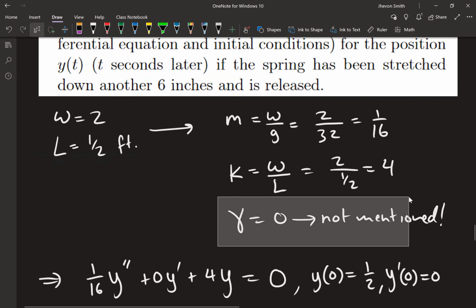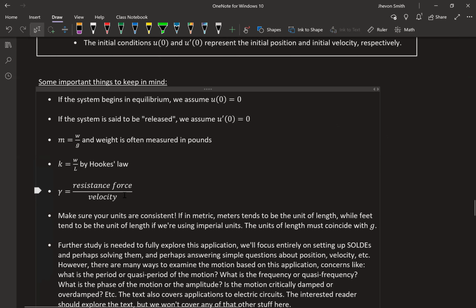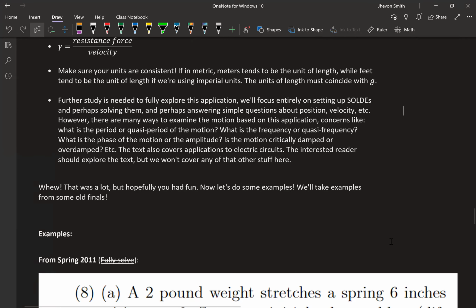Another thing you might have to pick out is the gamma. Another thing that could be inputted here is an external force, but if there is an external force, it's going to be specifically mentioned. So you don't have to figure out external force. You might have to figure out gamma, but in this case, there was no resistance mentioned. But in general, if a resistance is mentioned, you can figure it out from this. They'll tell you what the resistance force is experienced at a certain velocity. Some problems would even just tell you straight up, gamma is this, the damping constant is that.